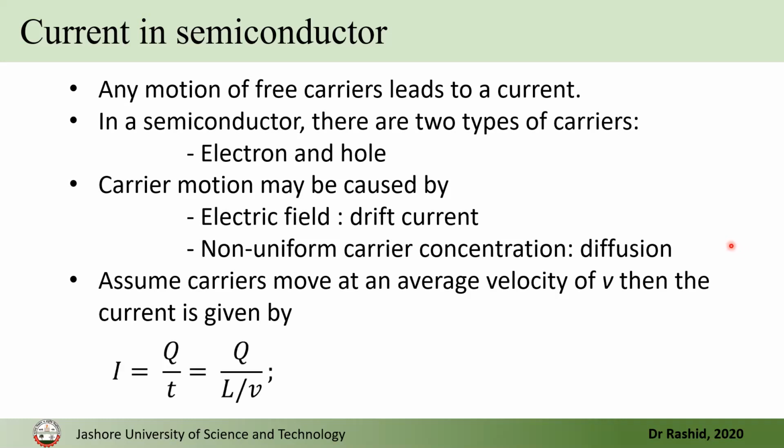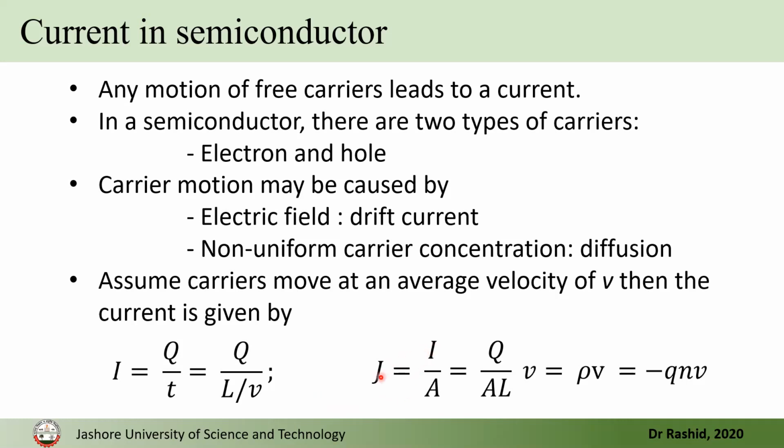Now, if we assume the velocity of the carriers to be v, the average velocity could be because of the drift or because of diffusion, then we have I equals q by t. As I told you, this should be the same as the previous calculation. Now the t should be the total length divided by velocity. If we have a system of length L, then this would be the current. But in physics, since the current depends on the length, we tend to use the current density, which is independent of the dimension of the system.